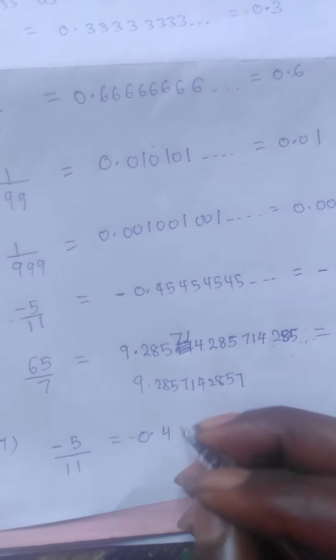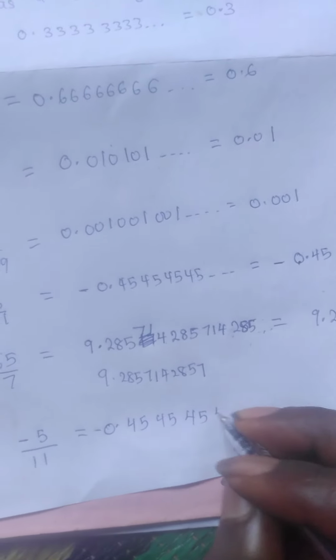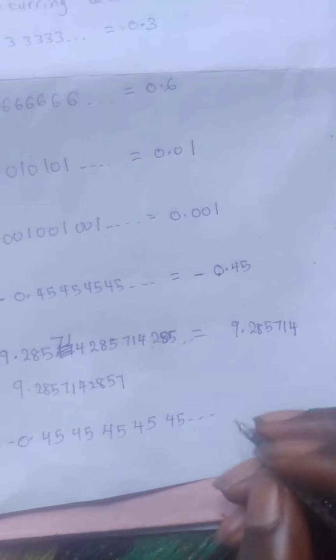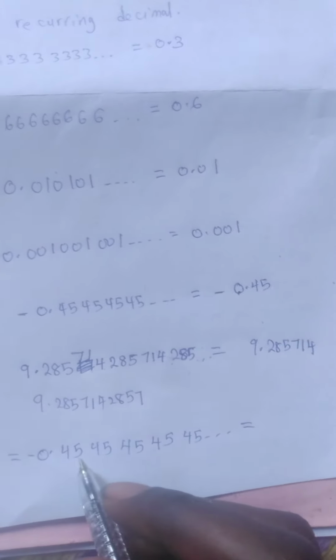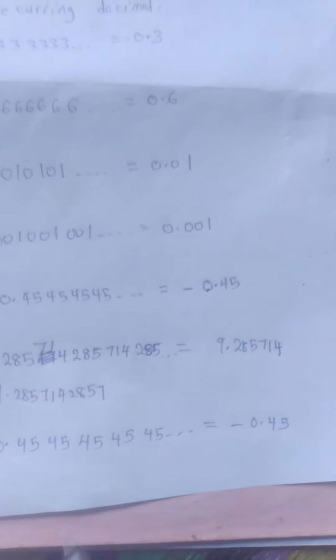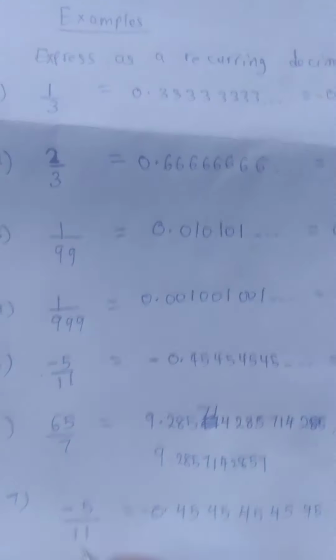minus 0.4545 45 45 45, and so on. So you can just say 45 is the group of figures that repeat itself. We just say minus 0.45. Instead of writing 45 45 45, you have minus 0.45.